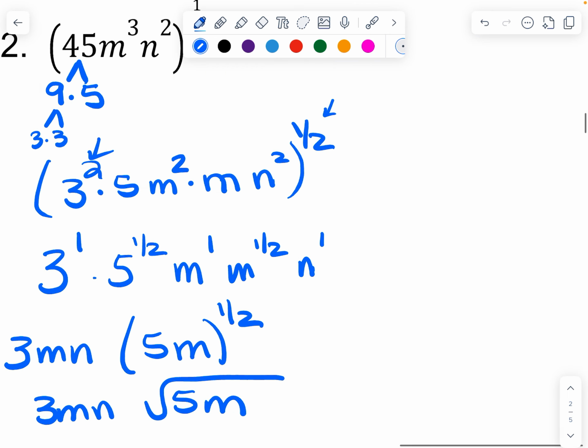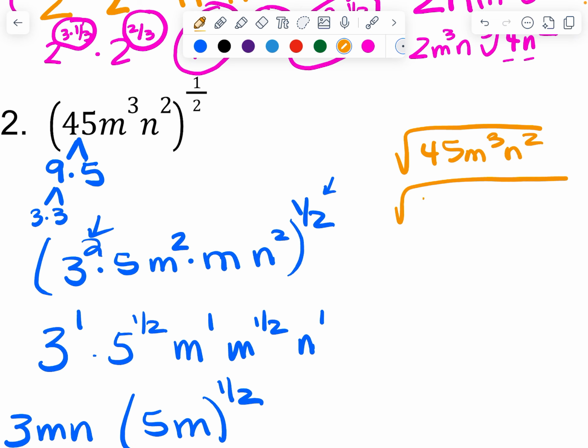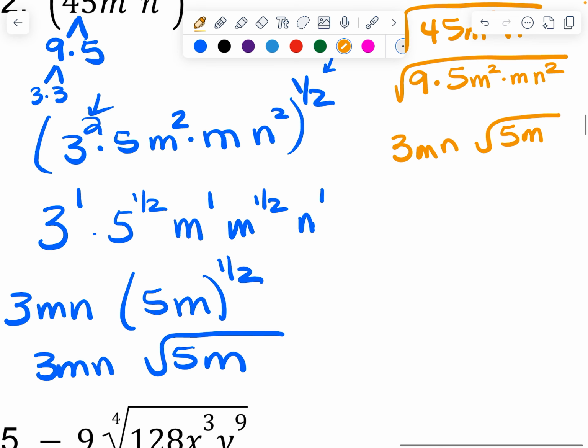Could we have looked at it differently from the very beginning? Sure. Could we have made it the square root of 45 m to the 3rd n squared? Yes. Does it matter? No. 9 times 5, m squared times m n squared. We're doing the same thing. The square root of 9 is 3. Can't take the square root of 5. Square root of m squared is m. Can't take the square root of just a plain m. And then n. You would have gotten the exact same answer.